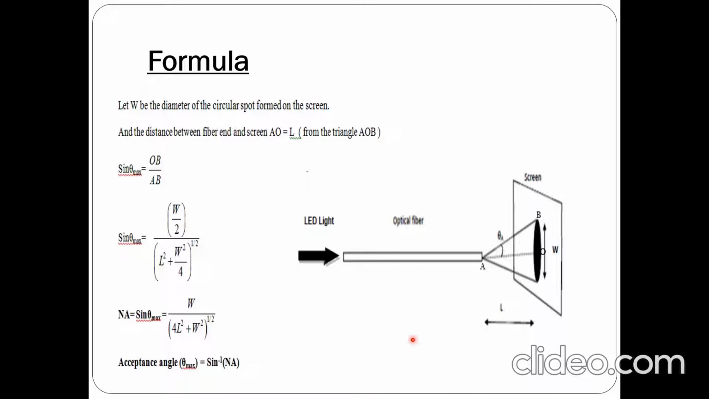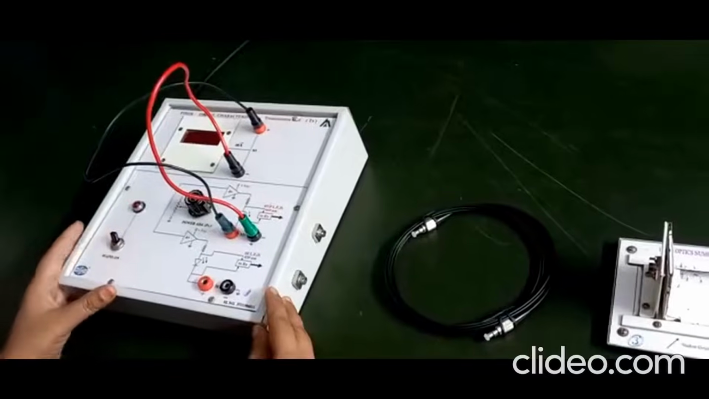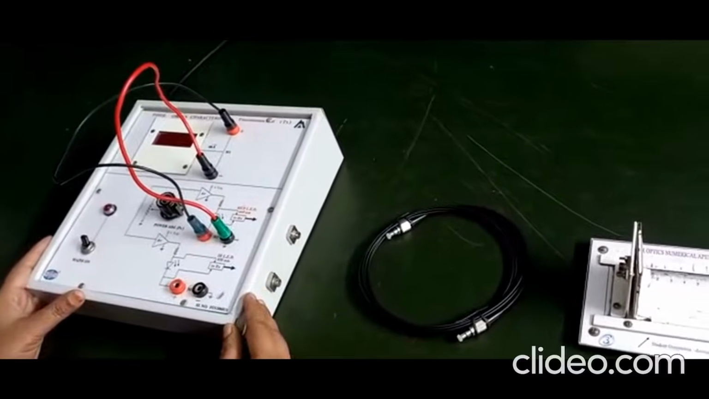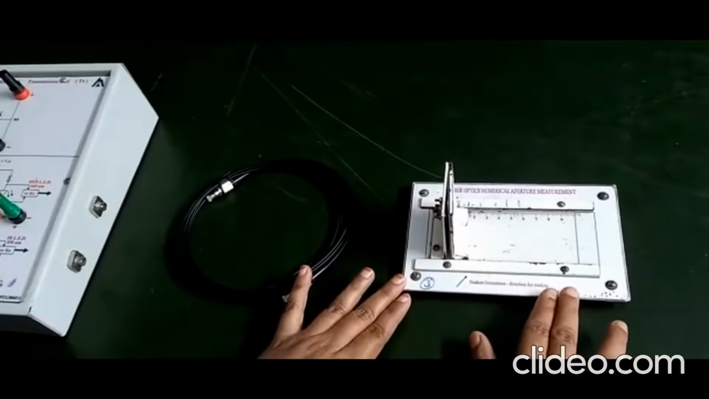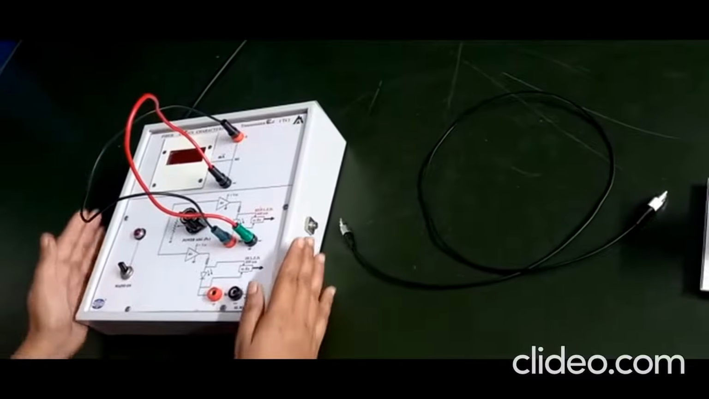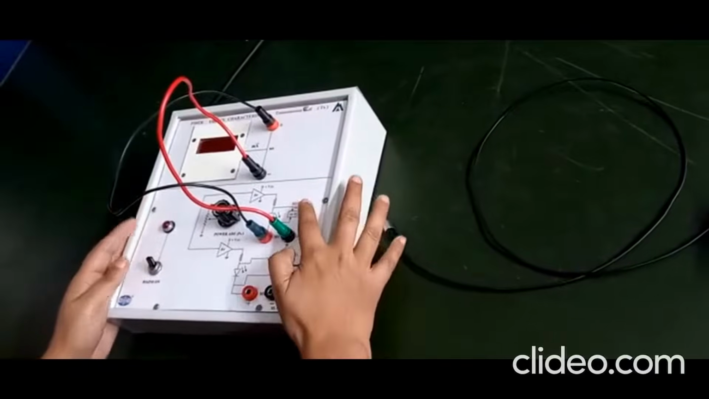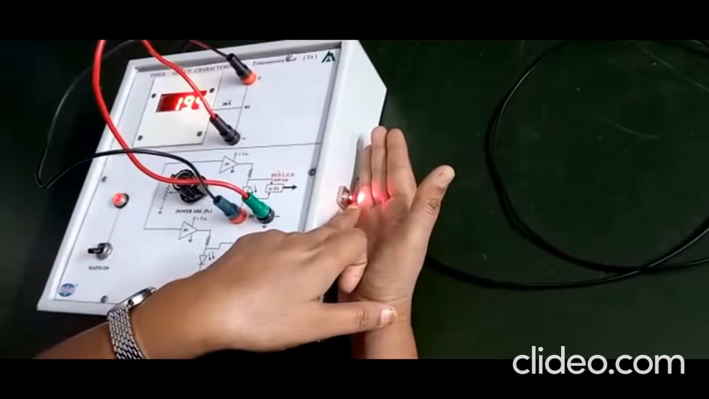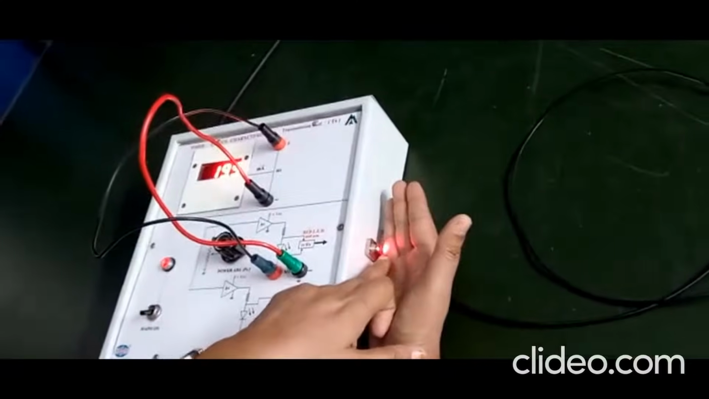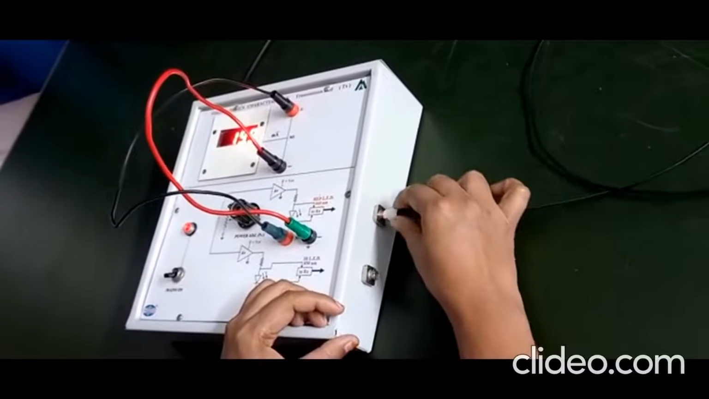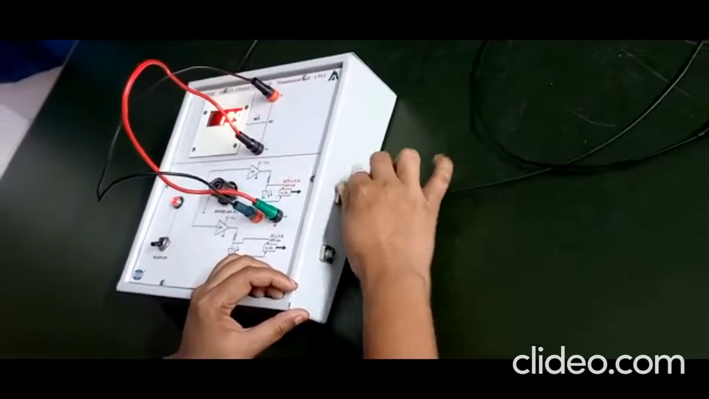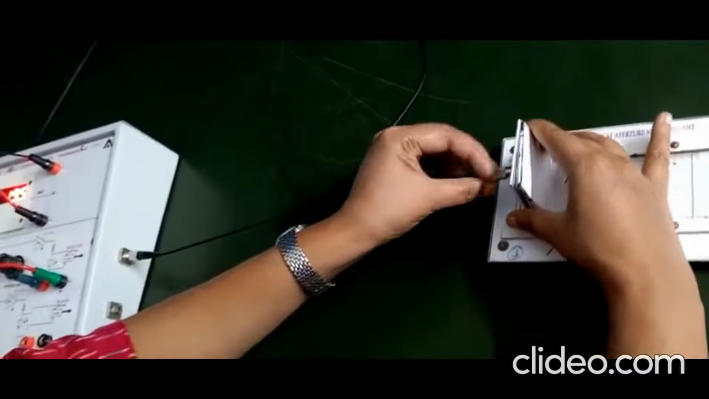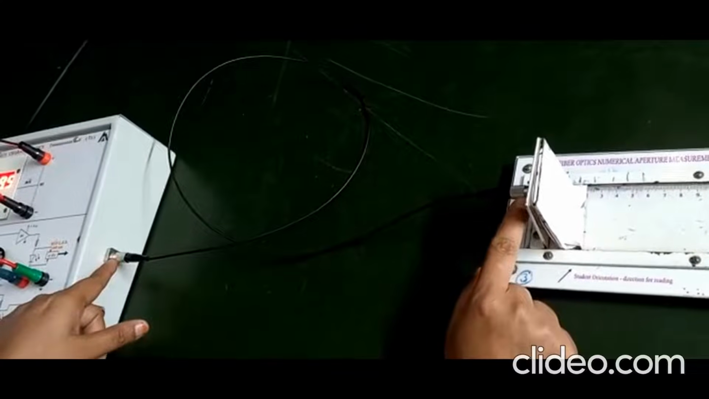Now, let us see the demonstration of this experiment. Let us see the apparatus required for this experiment: fiber optic transmission kit, optical fiber, numerical aperture jig. Fiber optic transmission kit consists of an LED. When we switch on this kit, LED light is coming out from this port. This LED light we are using as a light source for this experiment. One end of the optical fiber is connected to the kit at this position and the second end is connected to the numerical aperture jig with the help of screws on both sides.